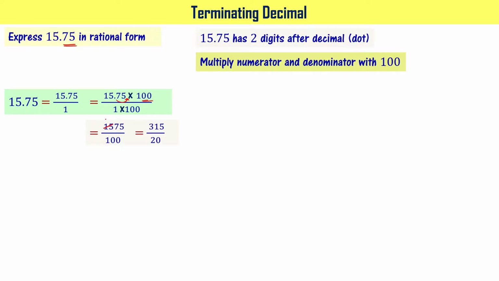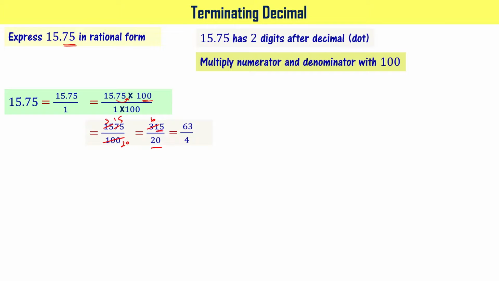This is 3, this is 1, and 25 you have 315, right? And denominator, 20 times 5 is 100. So 315 by 20. You see again here also we can divide both the numerator and denominator by 5, right? Let's do that. This is 6 times 5, 30. You have 1 as the remainder.